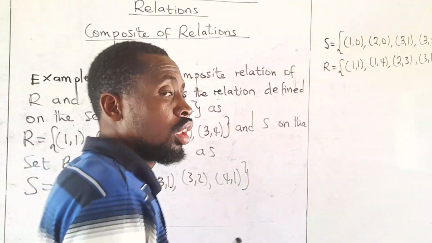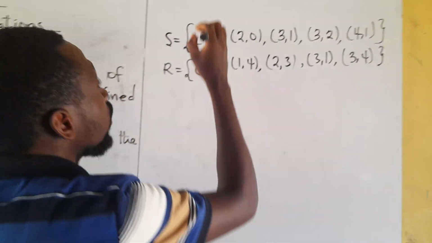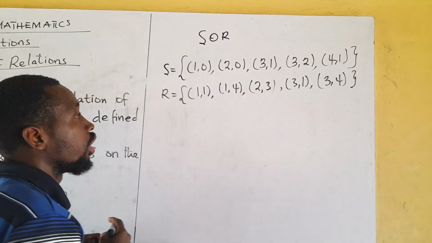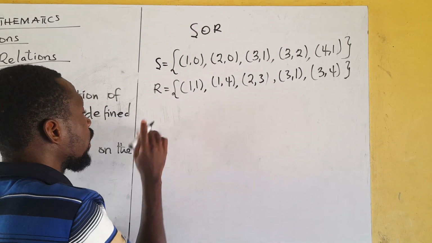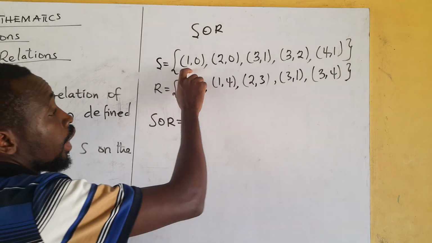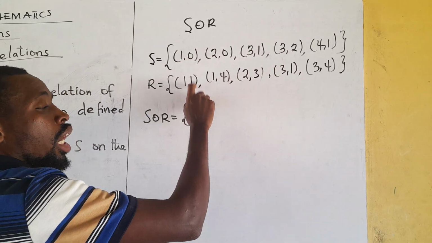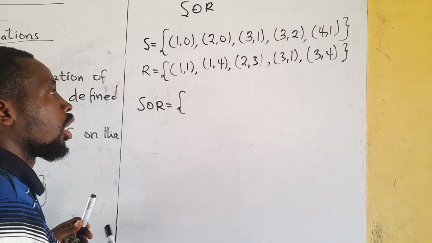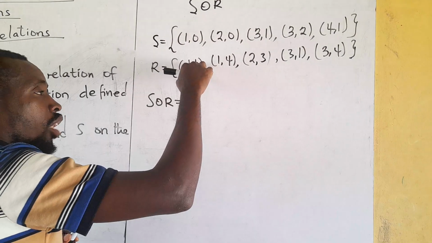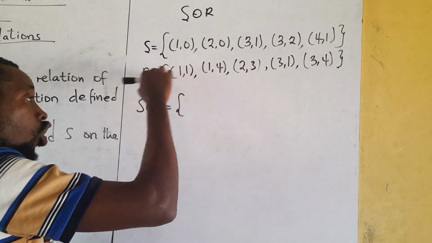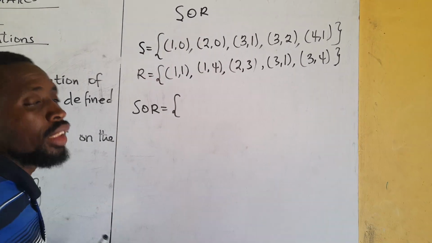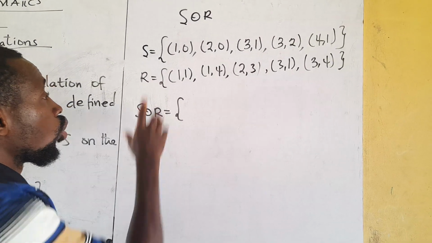So, how do we do that? The composite relation of R and S will be written as S composite R. So, how do we find that? S composite R will be equal to... So, we take each and every ordered pair here in S and compare it with the ordered pairs in R. If the first element in the ordered pair in S corresponds with the second element of the ordered pair in R, then the first element in R will relate to the second in S. So that's what we are going to do. So we'll match them one by one.